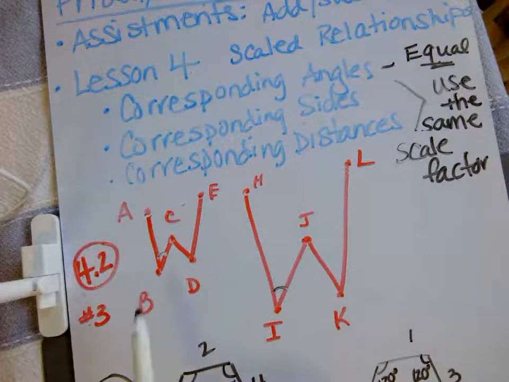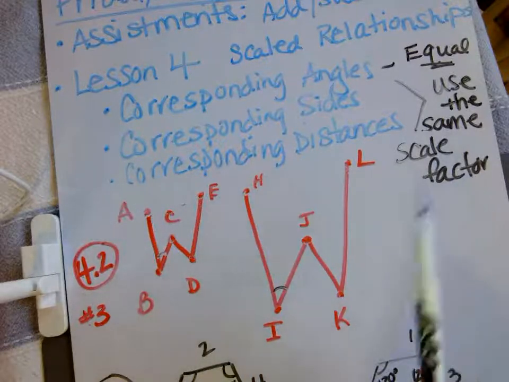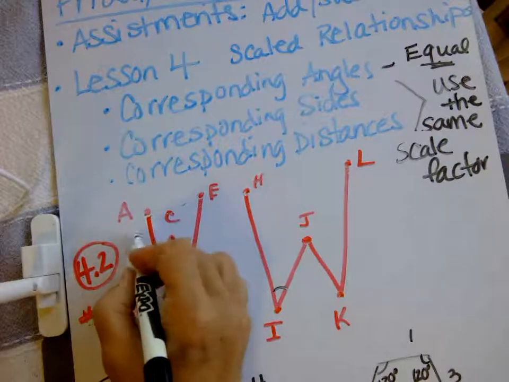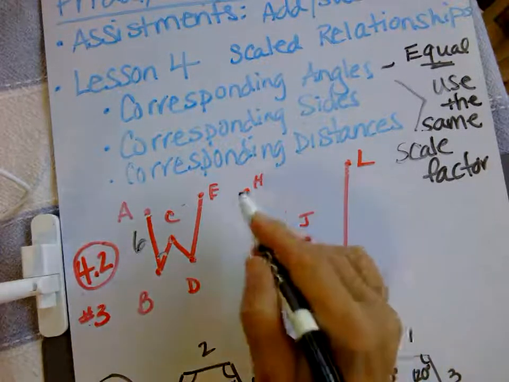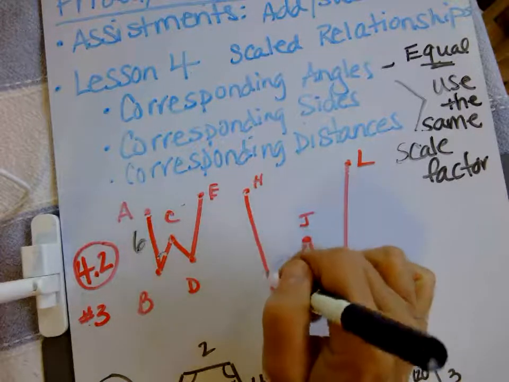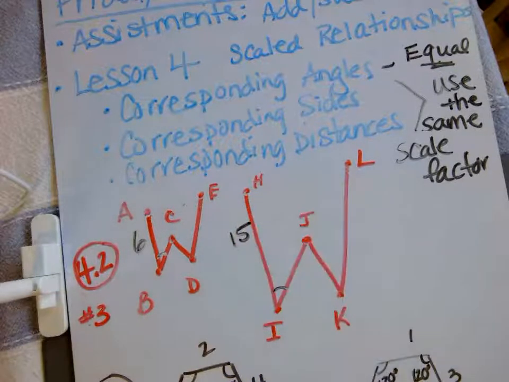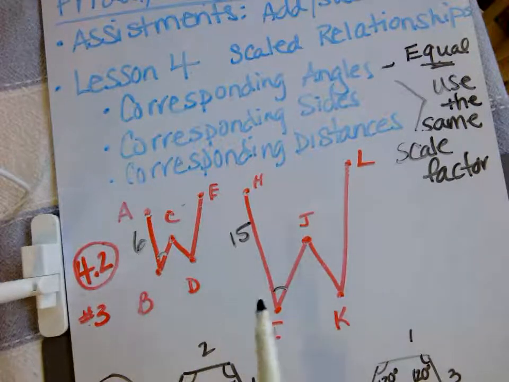All right, so on this problem, we've got the two W's, and we know that from A to B, that side length or that line segment has a length of 6. And over here, the corresponding side, HI, has a side length of 15. So I want us to figure out what the scale factor is from the first W to the second W. So how do we go from 6 to 15?